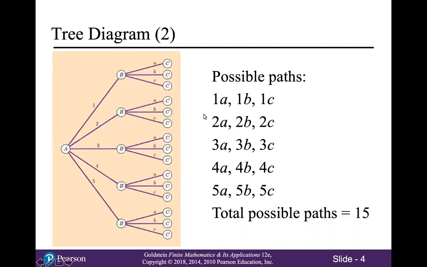All right, so the tree diagram might look something like this. Here is point A, where the rat starts. The rat can choose any one of 5 paths to point B. And then regardless of which path was chosen to point B, there are 3 different paths from point B to point C. So here is a list of all the possible paths. And as you can see, there are 15 of them.